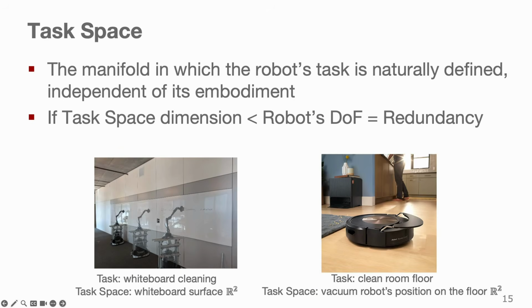Maybe to finalize these definitions, let's talk briefly about the task space. The task space for a robot is essentially the manifold where the objective is naturally defined. So this is independent of the embodiment. So for example, if the task is to clean this whiteboard, the task space will be all the points on the surface of that whiteboard. And it doesn't matter if this is a humanoid, a mobile single arm manipulator, or a flying drone that is going to wipe the surface of that.